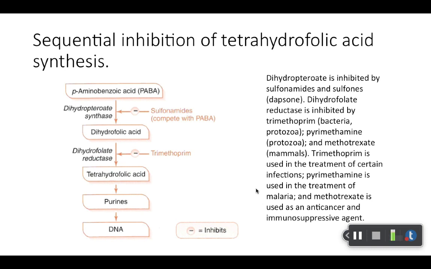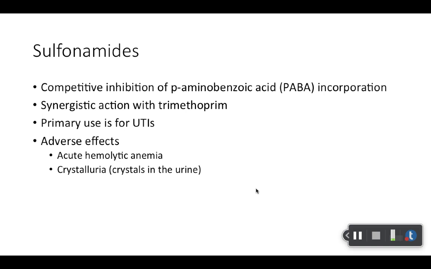And then definitely read through this. I think it'll help you with this module, but it also talks a little bit about methotrexate as far as its anti-cancer use. We'll see that later, but just go ahead and read through that.